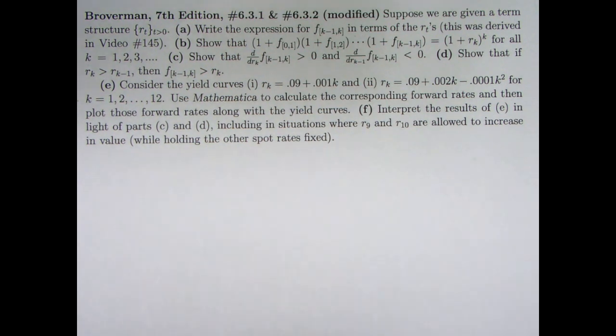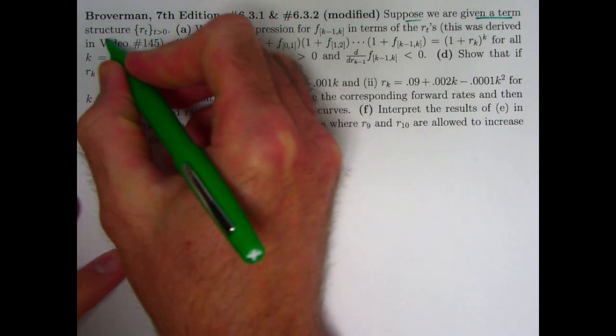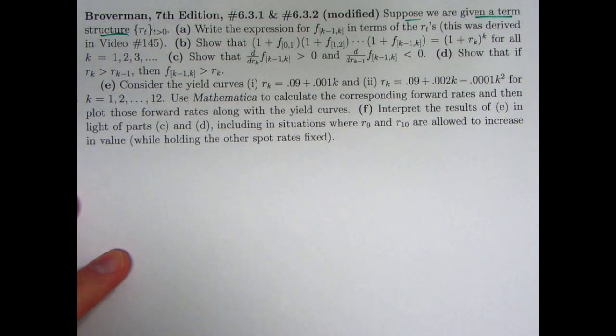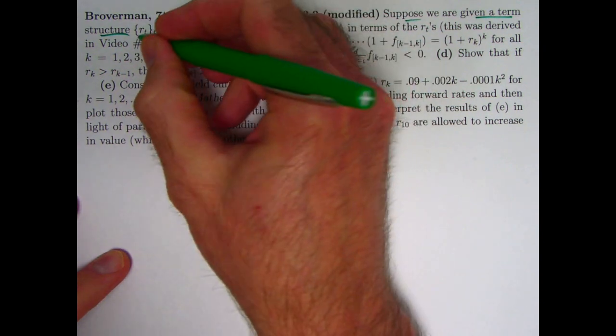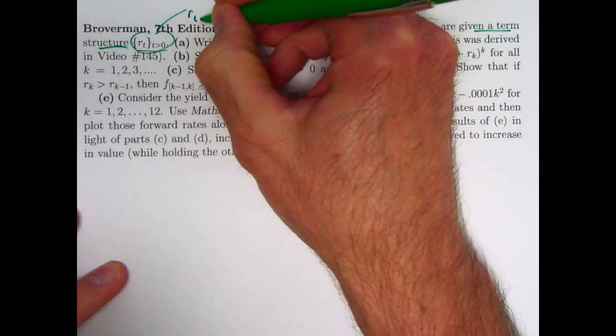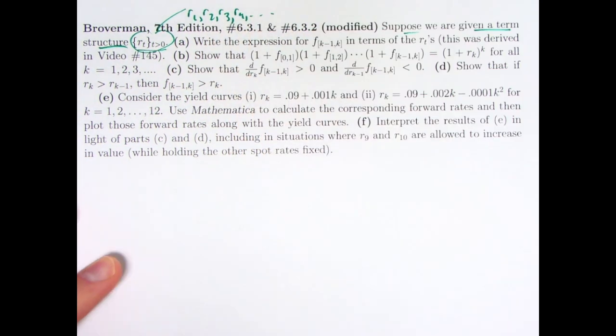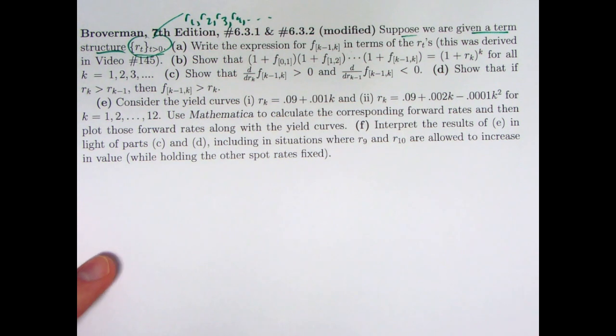Okay, let's again just take it step by step. Let's read through the problem here. Suppose we are given a term structure, in other words, essentially a yield curve, a bunch of spot rates. Think of these as being R1, R2, R3, R4, etc. Those are interest rates on zero coupon bonds that are in effect at the present time.